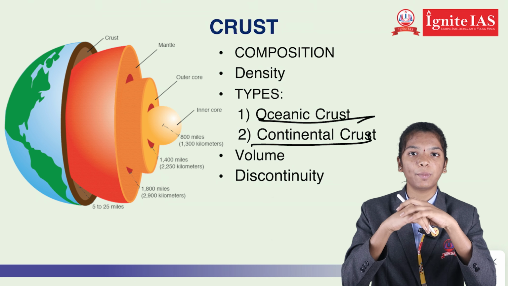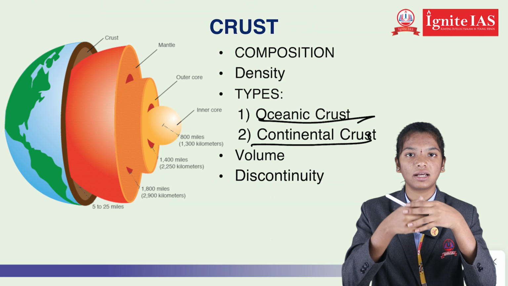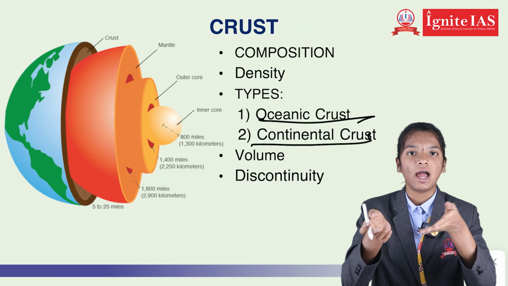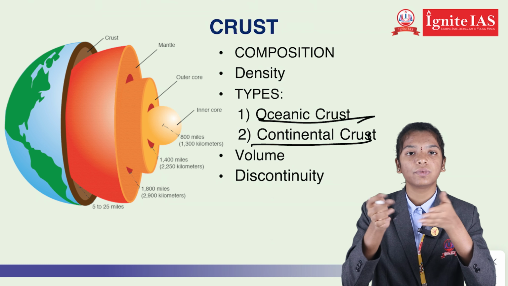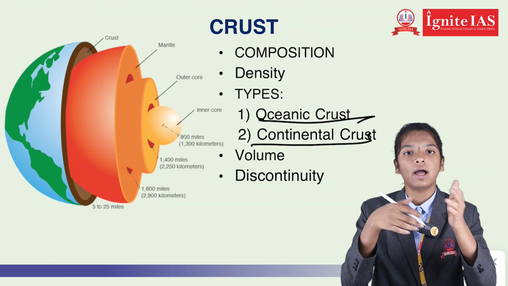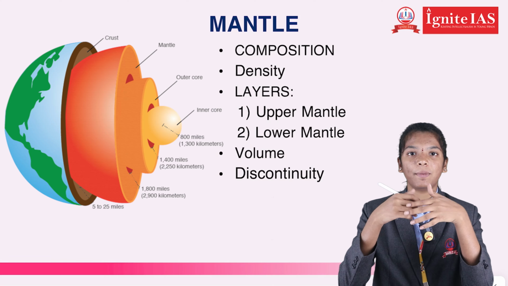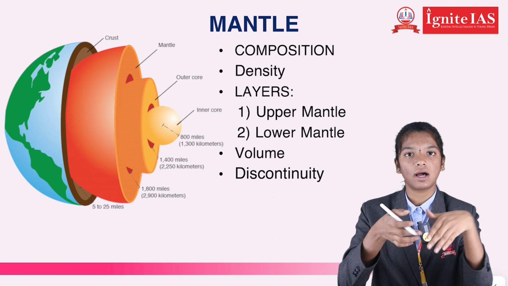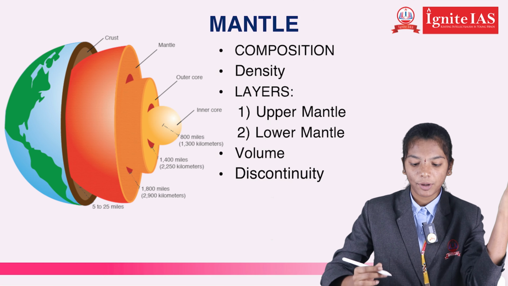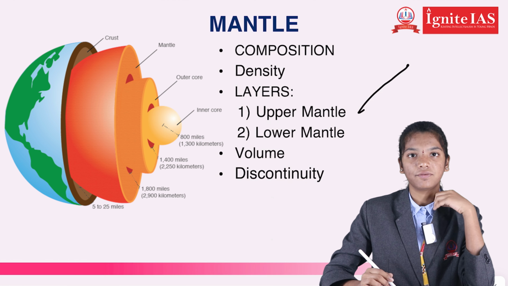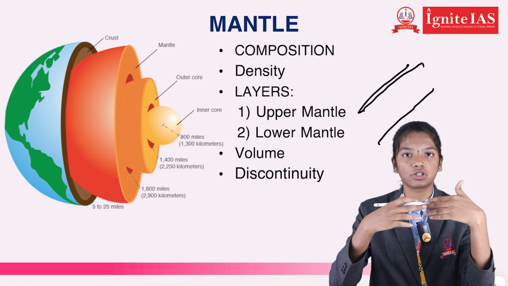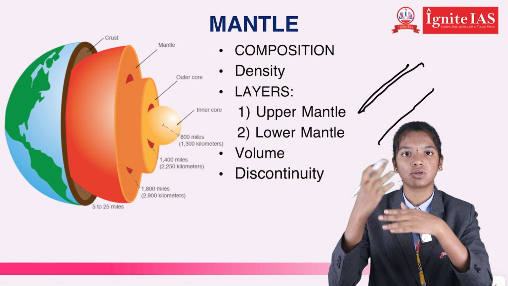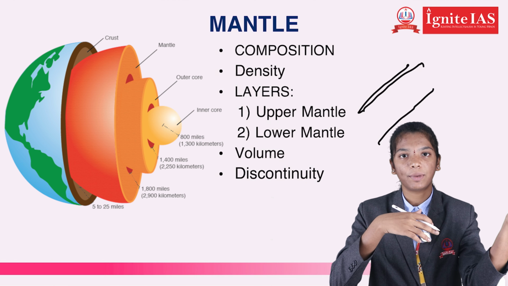Next we will be knowing about mantle. Mantle is the largest layer in the Earth's interior and it is approximately 84% of the Earth's volume. The average density of mantle is 3.5 to 5.5 grams per cubic centimeter. Mantle is divided into two types, upper mantle and lower mantle. Upper mantle is a part of the lithosphere, whereas lower mantle is not. And upper mantle has much lower pressure and much lower temperature than the lower mantle.